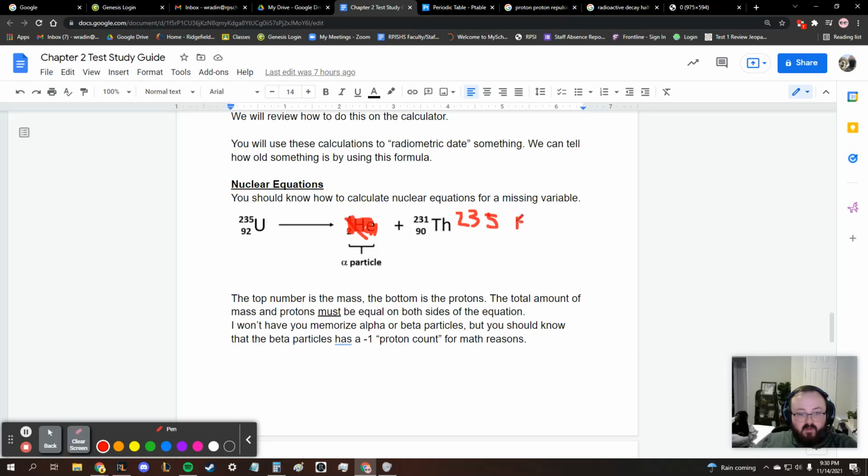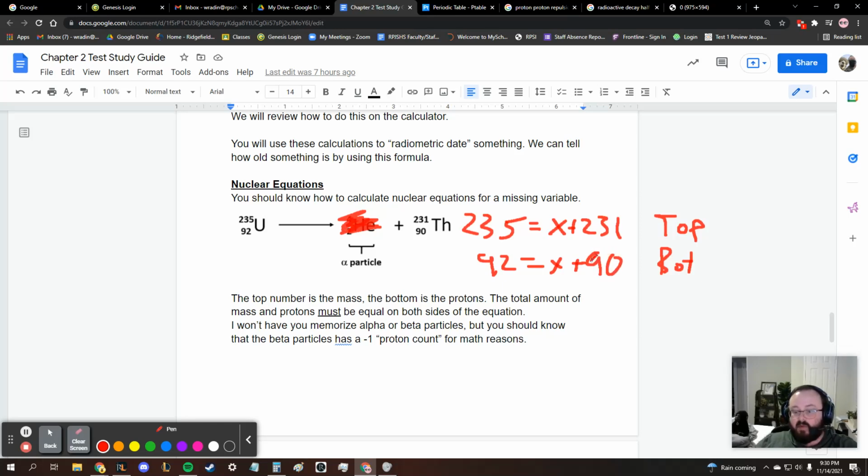So 235 equals x plus 231. Here is the top, and here is the bottom. You have 92 equals x plus 90. This is pretty simple algebra here. All right. You get your top, x would equal 4. The bottom would equal 2. So you'd have 4, 2.